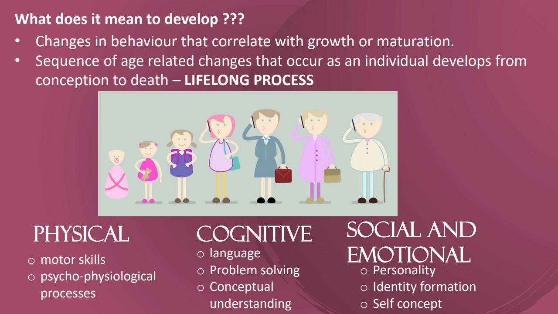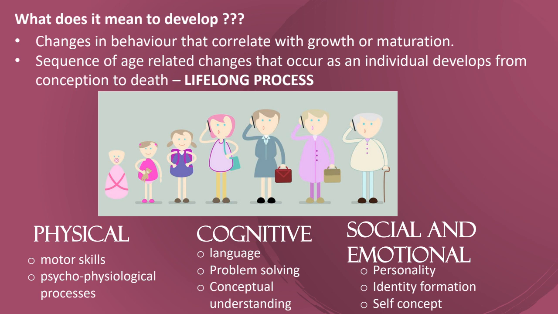and that's why we look at the complete expanse of a lifespan in terms of development. So primarily when we look at development, we look at it in different areas. We look at physical development, which includes things like motor skills and psychophysiological processes. That's the processes that our biological systems develop and cause changes in behavior. We look at cognitive development, which speaks to language, problem solving, and understanding. And we also speak to social and emotional development, which is personality, how identities are formed, and how we think of ourselves, our own self-concept.